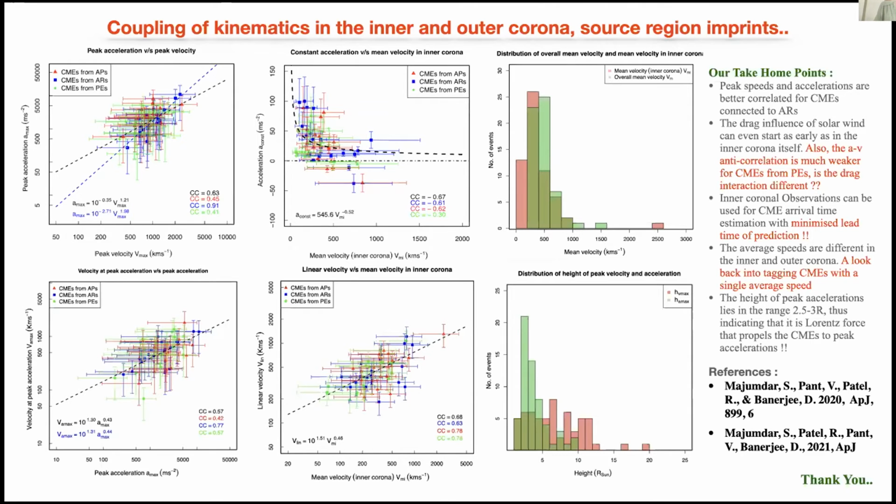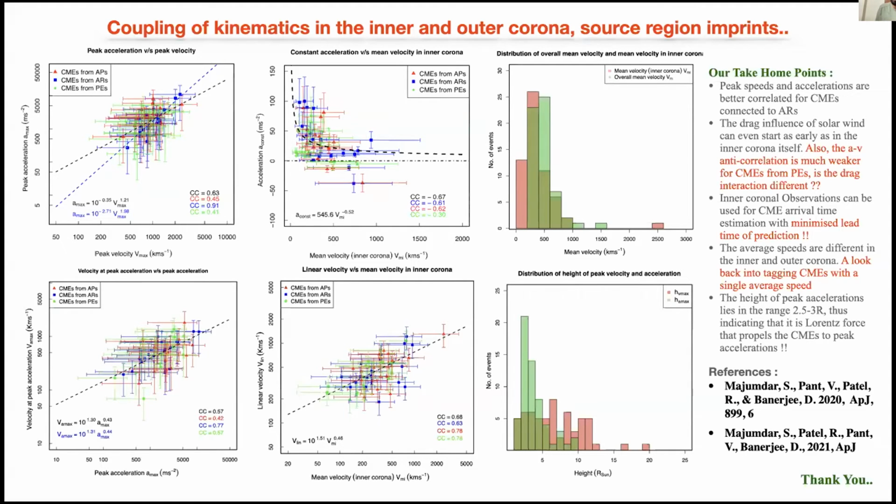So the red ones are the CMEs coming from the active prominences, the blue ones are coming from the active regions, and the green data points are from the CMEs coming from the quiet filaments or the quiet prominences. And interestingly, we see that the individual correlation for the CMEs coming from active regions is much, much higher, with a very high correlation of 0.9, whereas the CMEs from the other two source region categories are much, much lower.